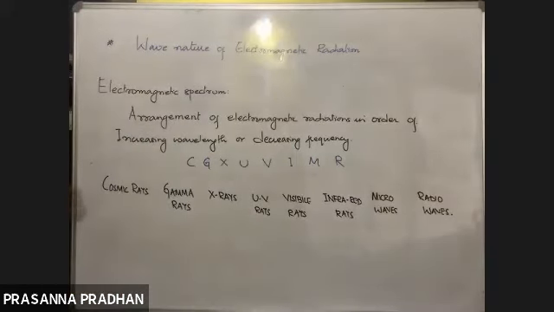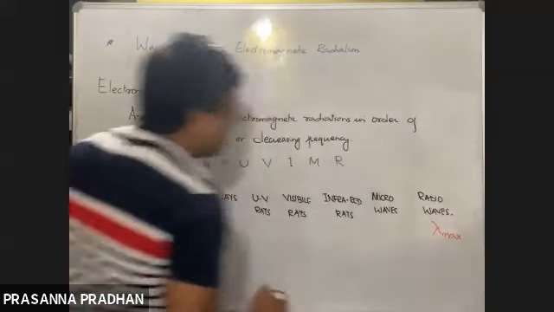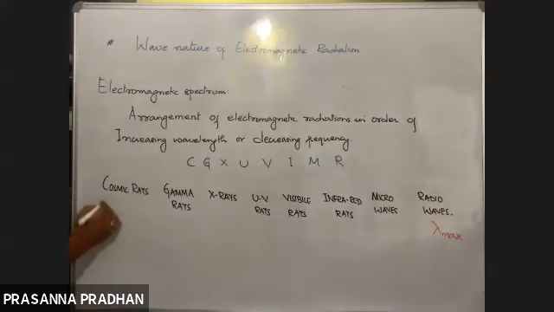So in order of wavelength, which of these rays will have the maximum wavelength and which the minimum? Maximum wavelength will be that of radio waves, right? And minimum wavelength will be of cosmic rays.